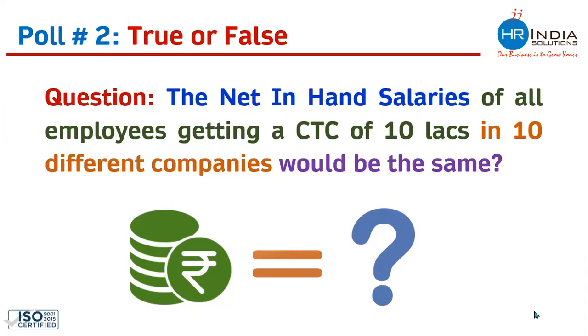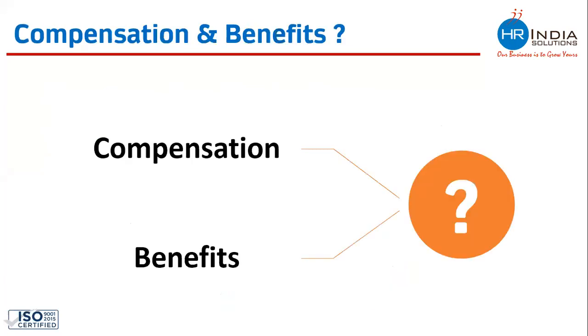Why would it never be the same? Because CTC annexure designing differs from company to company, and every company designs the compensation package in its own convenient way. In the coming slides also, we will try to understand why it would be different. Since there is no labor law, there is no one way of designing a compensation package, and the correct answer is false. The take-home salary of employees working in 10 different companies, even at the same CTC, would not be the same. Thank you for your participation, everyone.